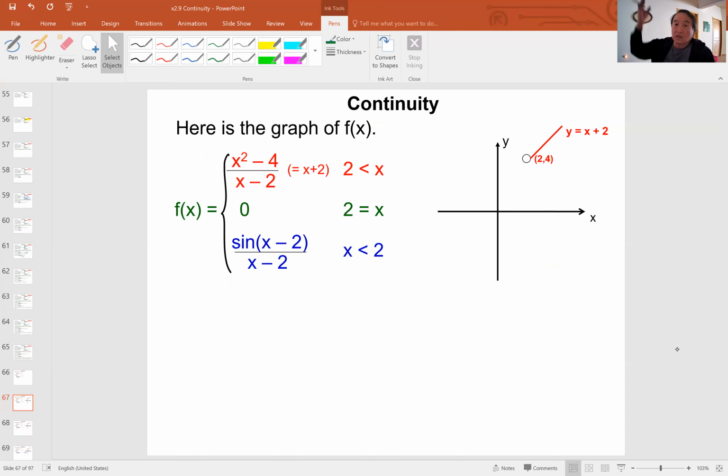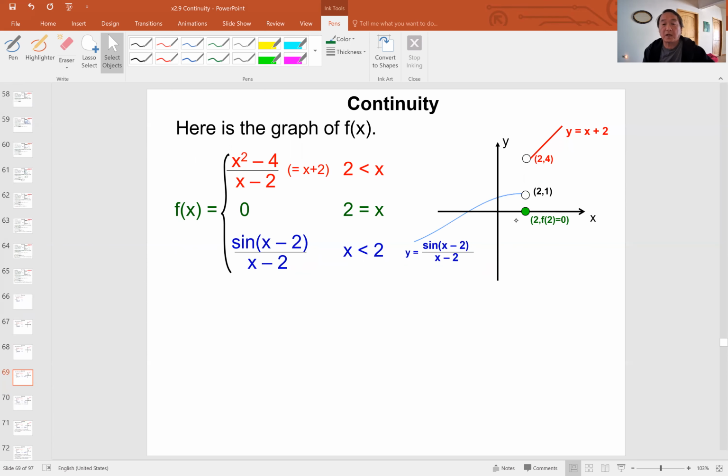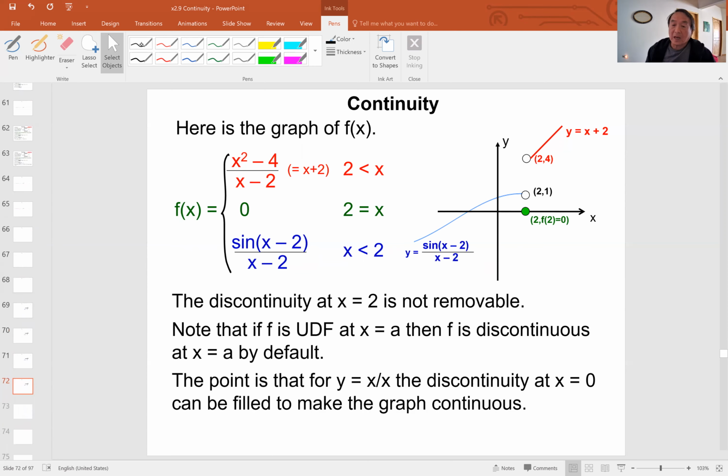Coming from the right is the function x plus 2, but you stop at 2, because at x equal to 2, the function is defined to be 0. If it's coming from the left, then you have a curve that looks like that. So this is highly disconnected at x equal to 2. It's not removable.